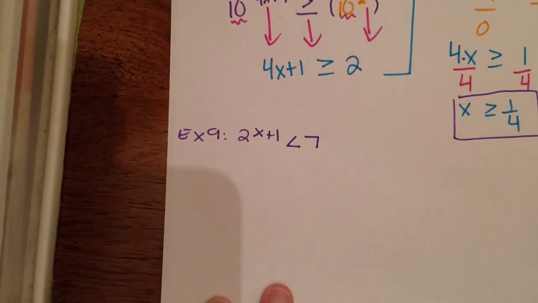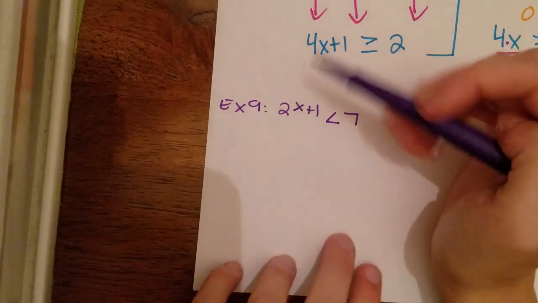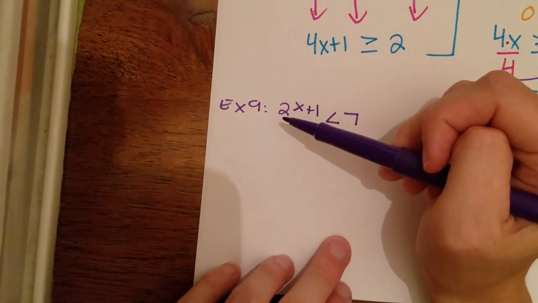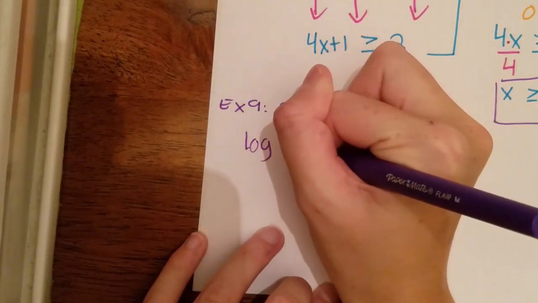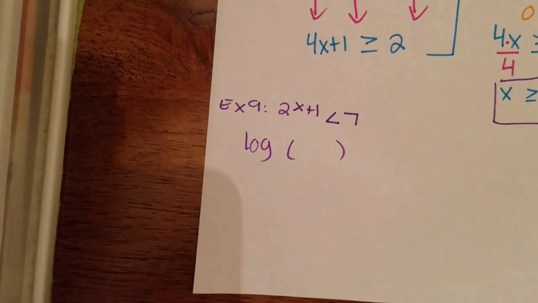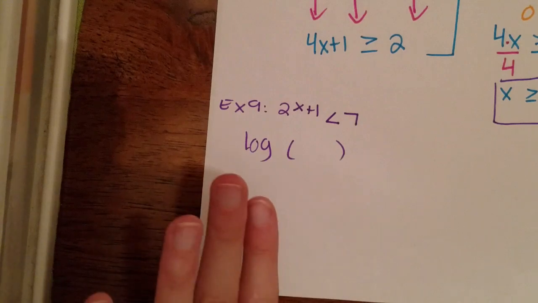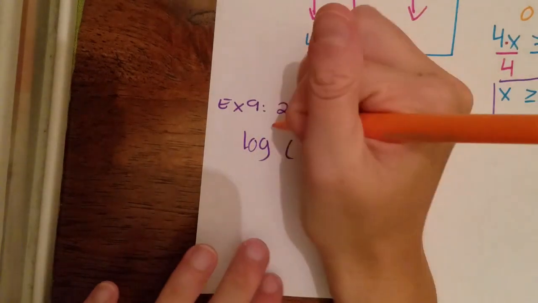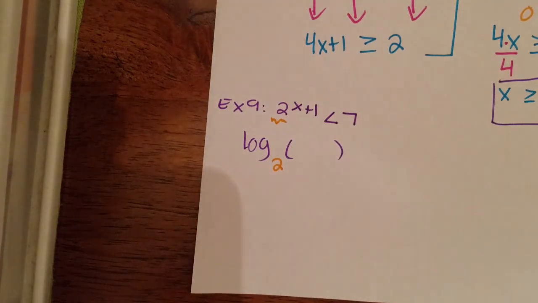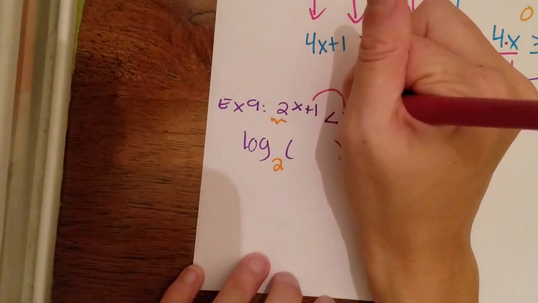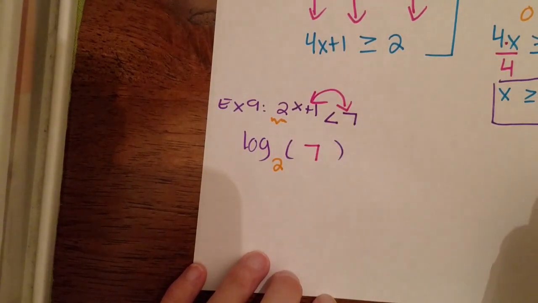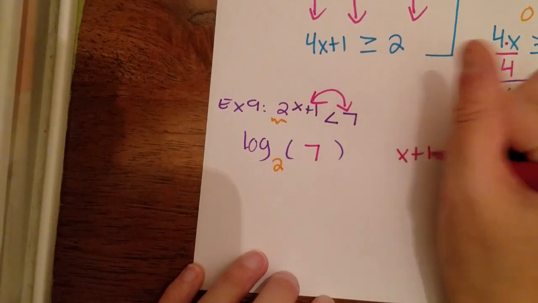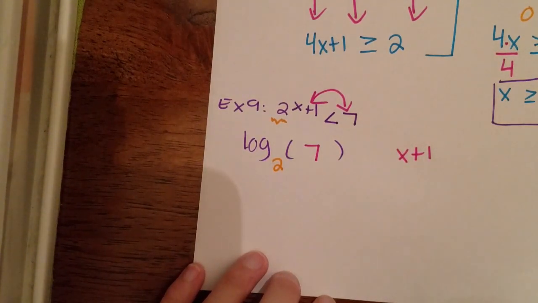Okay, so when we convert this bad boy into a log, the log always stays on the same side as the base. The base is currently on the left-hand side of my inequality, so my log is going to stay on the left-hand side. Like normal, the base of the log is the base of my exponential, which is a nifty 2. Then these two are going to trade places. My 7 is going to hop on the inside of the log, and my x plus 1 is going to hop to the other side of the inequality.